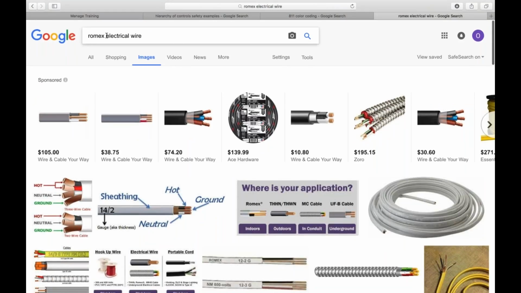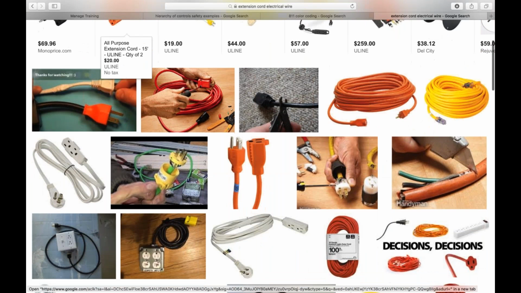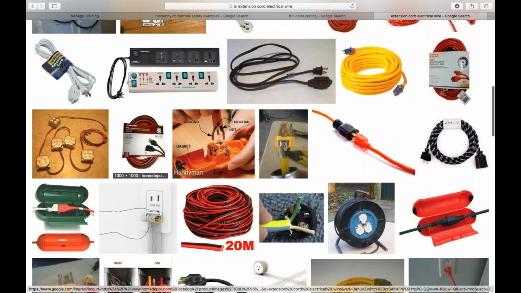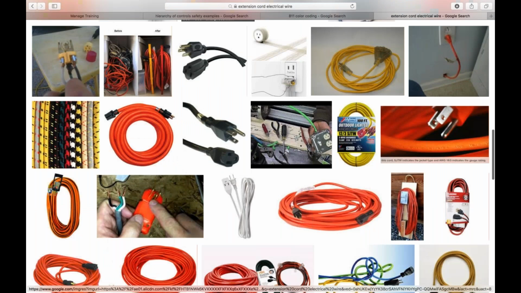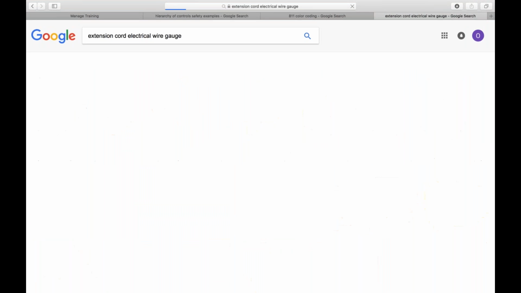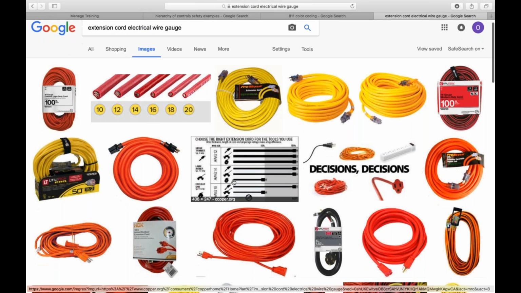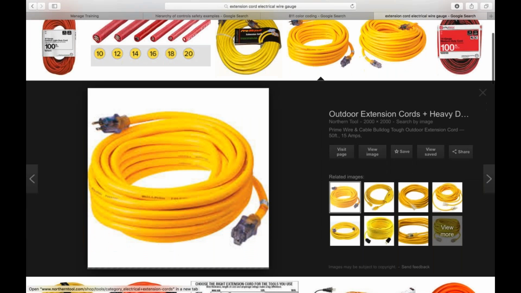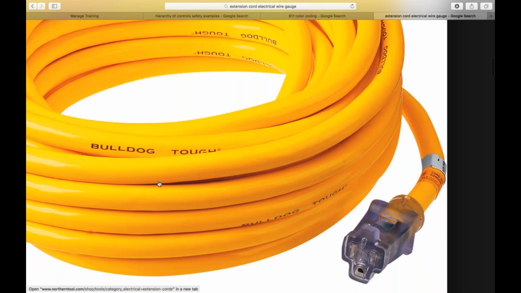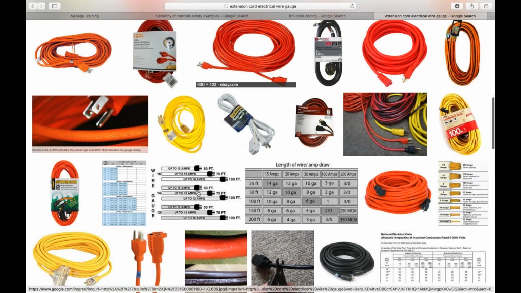However, an extension cord, and I have no clue why this is, I mean, I know it's standardized for a reason, I just don't know why, folks. So on an extension cord, what will happen is that the number will actually wind up being printed on the extension cord itself.